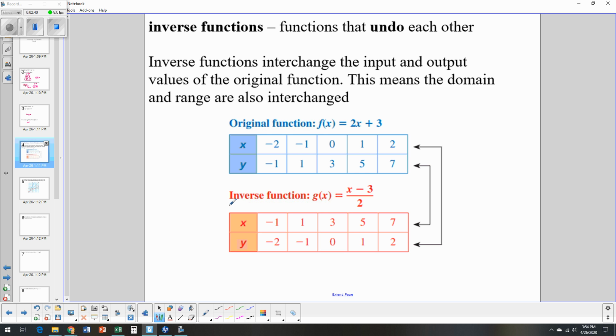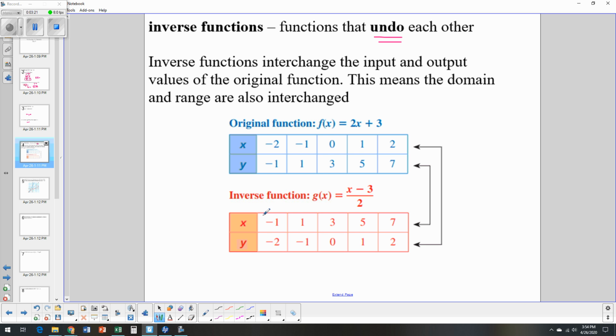So now we're going to talk about inverse functions. And inverse functions are functions that undo each other. Inverse functions interchange the input and output, which means that they interchange the domain and range. So if your original function was 2x plus 3, your input of negative 2, negative 1, 0, 1, 2 would have given you negative 1, 1, 3, 5, 7. The inverse of that function is x minus 3 over 2. And now my domain, or my x values, are negative 1, 1, 3, 5, 7.